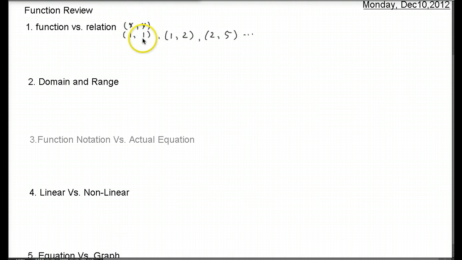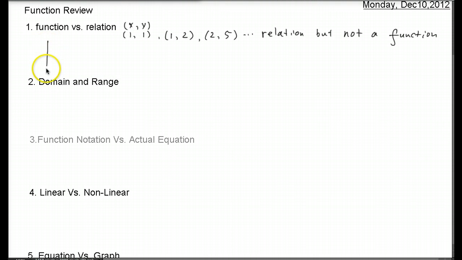But look at it here. When x equals 1, y equals 1, and x equals 1 again, y equals 2. So basically, we have the same x, and then we produce a different y. So this is not allowed. This is a relation only, a relation but not a function. And of course, a function or relation can be expressed in different ways. This is just one way, using ordered pairs.